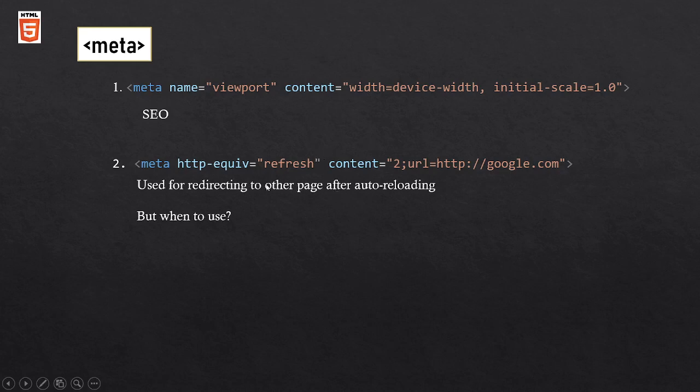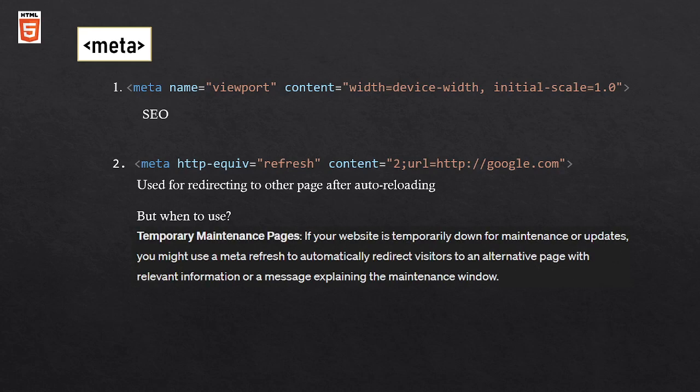Let me show you. Here it is written, used for redirecting to another page after auto reloading. But when to use it? We cannot use it anytime in any work. There are some specific situations where we should use this, like a temporary maintenance page. If your website is temporarily down for maintenance or updates, you might use a meta refresh to automatically redirect visitors to an alternative page with relevant information or a message explaining the maintenance window.